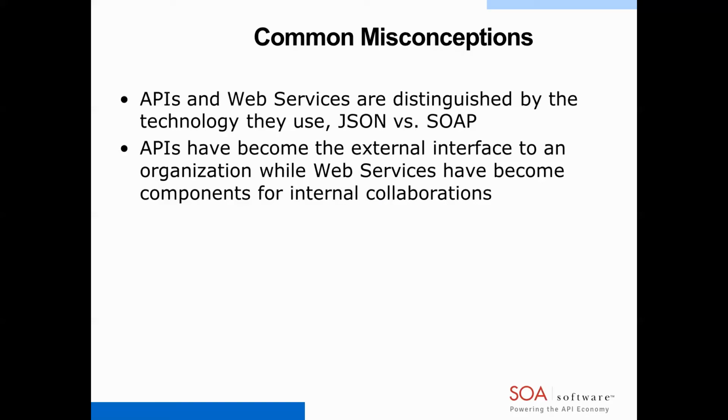The first one is that APIs and web services are distinguished by the technology that they use, JSON versus SOAP. I think that this is a very common misconception because the newer technologies, web and mobile clients, tend to use JSON over REST, whereas older technologies such as web services have used SOAP in the past. So what's happened is web services have been very tightly coupled to SOAP and WS-star, of course, and APIs are considered to be JSON and REST.